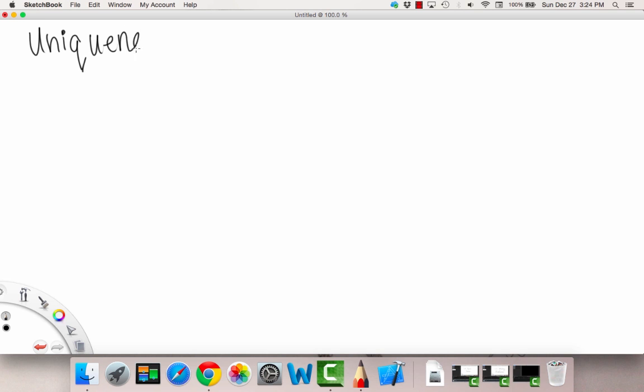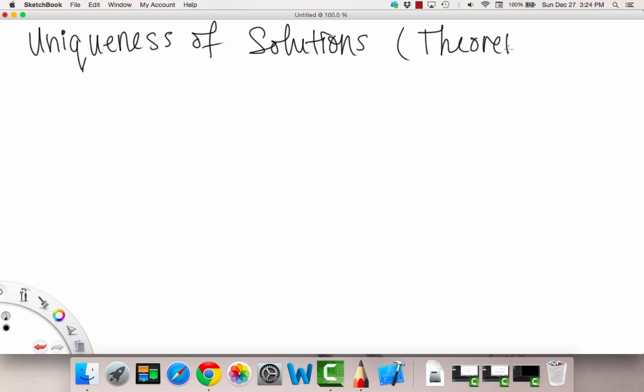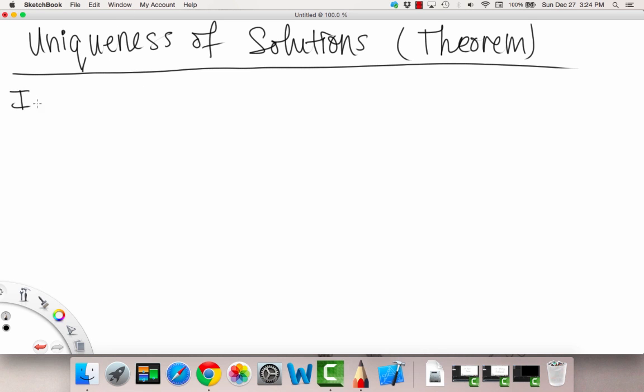So now we have uniqueness of solutions. Also, this is a theorem, by the way. Alrighty, so for the uniqueness of solutions, there are a few more requirements, aka hypotheses, for this theorem. I'll divide it simply into if and then. The ifs are all hypotheses.